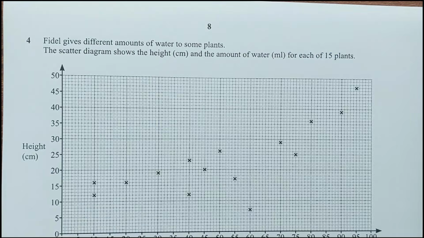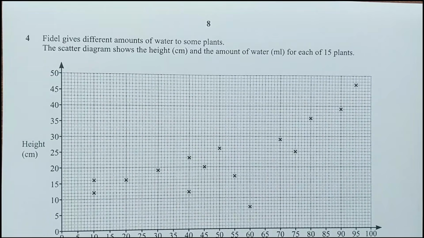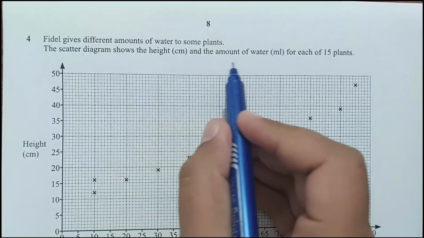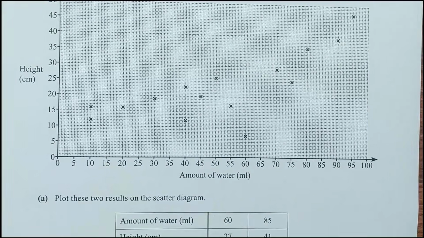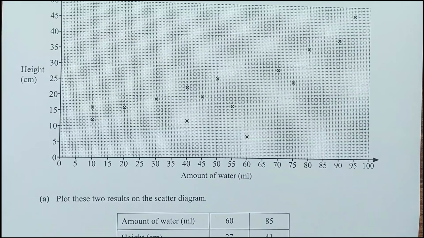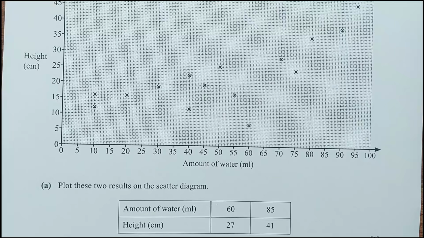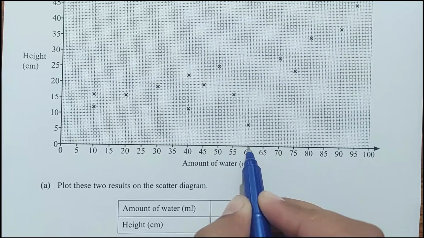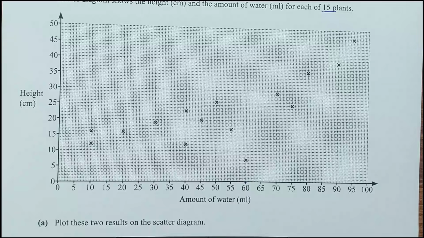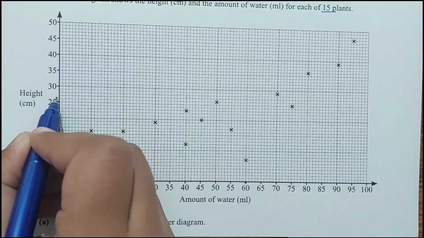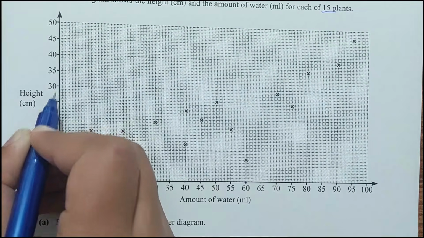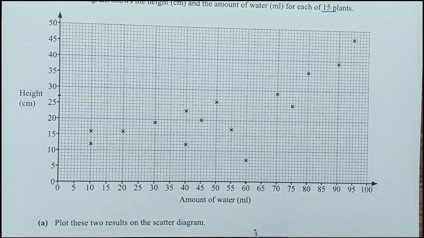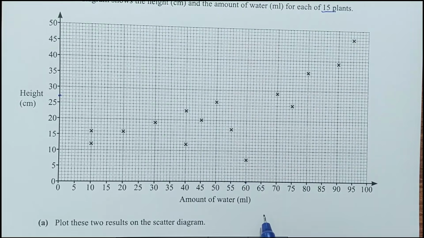Question number 4. Fiedel gives different amounts of water to some plants. The scatter diagram shows the height in centimeters and the amount of water in milliliters for each of 15 plants. Right. Now for number A, plot these two results on the scatter diagram, amount of water and height. When amount of water is 60, the height is 27. So here we have 25, 26, 27, 28, 29 and 30. This is 27, corresponding to 60.